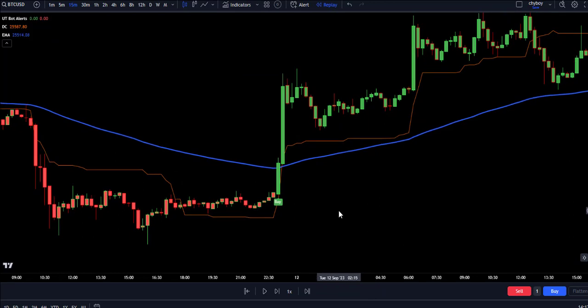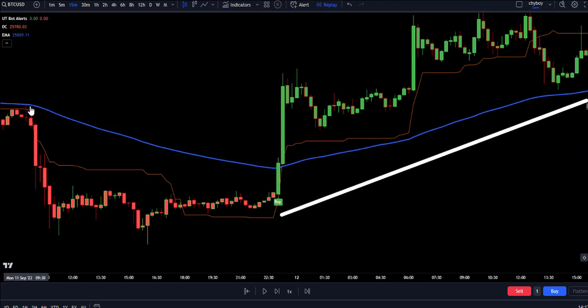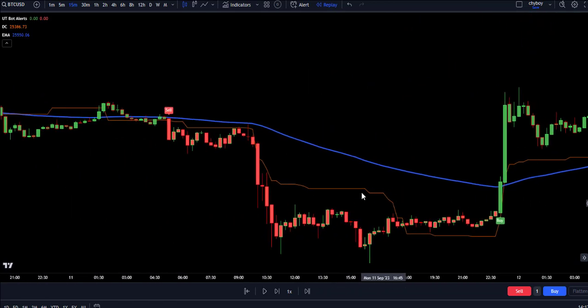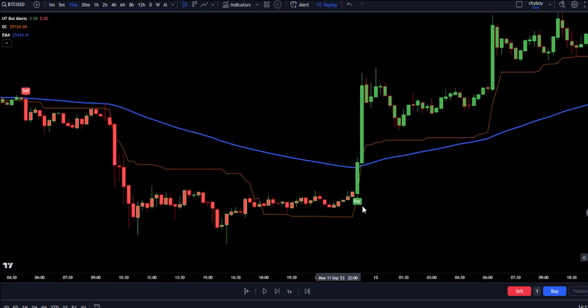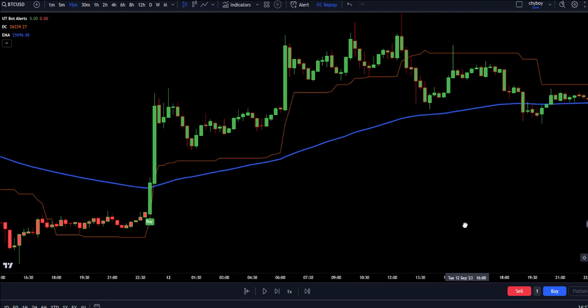So how we are going to use this EMA is that when it is below the price, this indicates uptrend, and when it is above the price, this indicates downtrend, and when it is flat, this indicates that price is ranging. Understanding how all these indicators work, let's see how to enter a trade combining these three indicators.